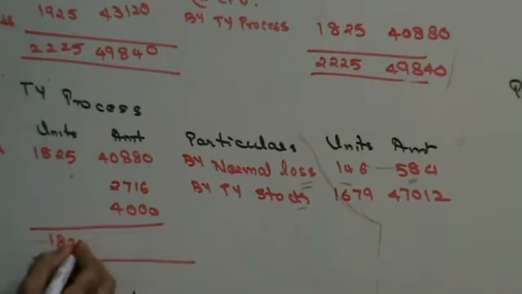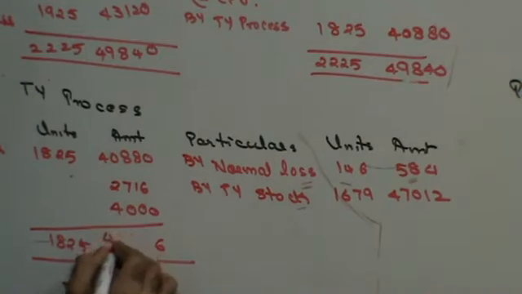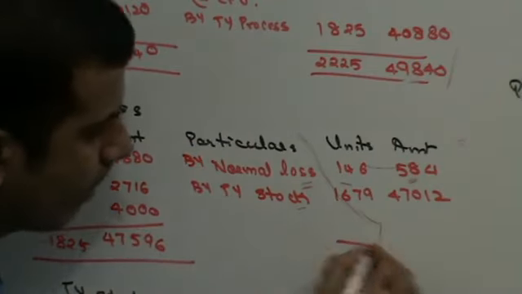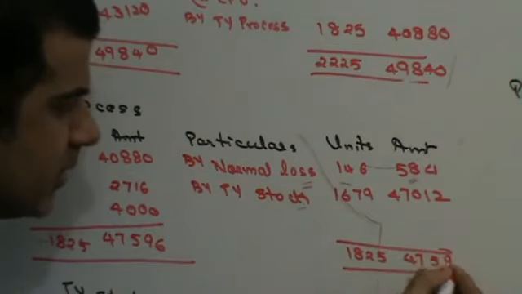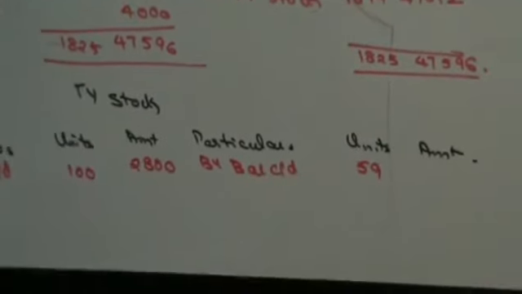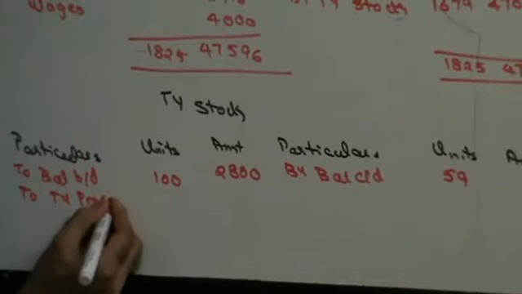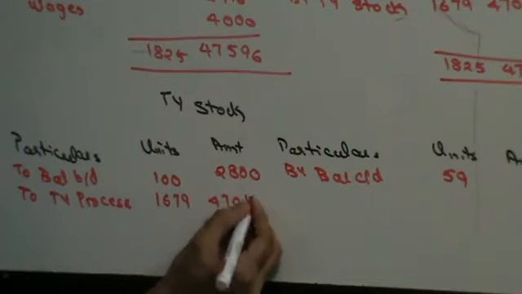This is 1825 and the total TY process will come out to 47,596. Yes, 47,596. This is 1825 and 47,596. Right? Transfer this here. This will be to TY process. TY process is 1679 and 47,012.